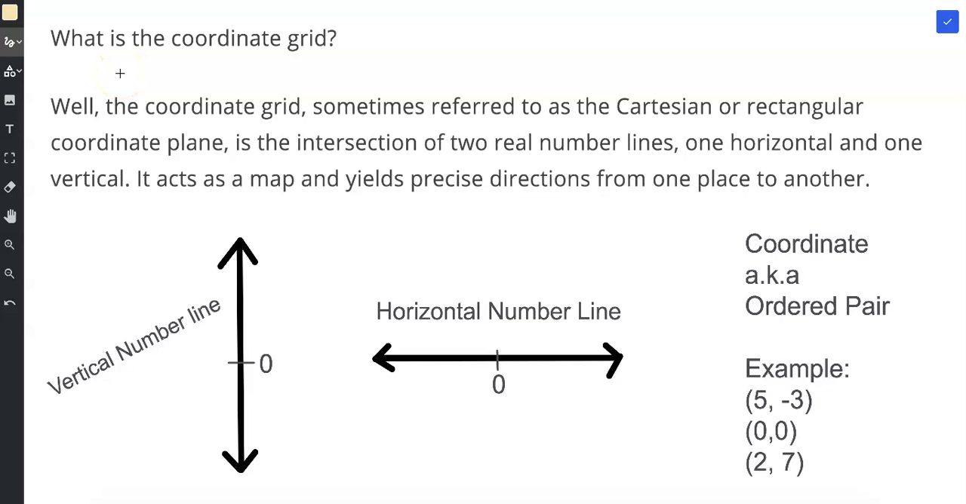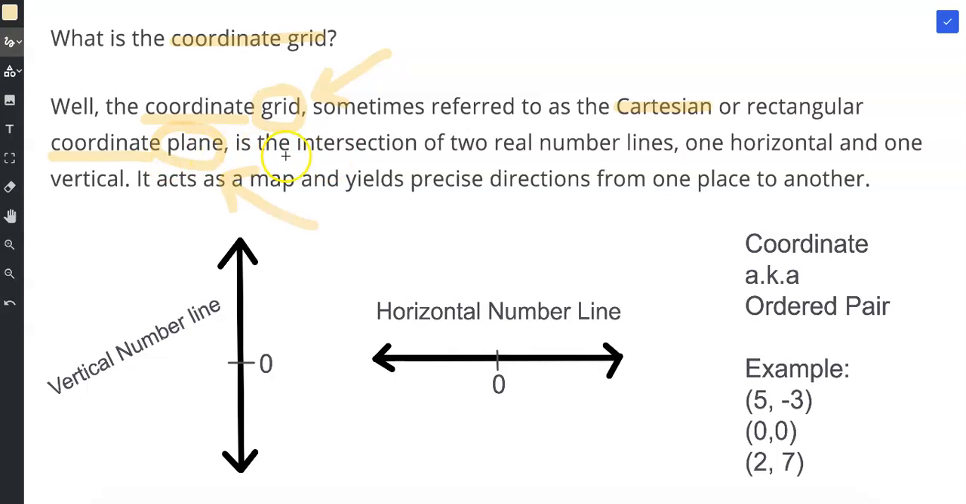Before we begin our work today, we need to understand some vocabulary. I pulled a reading, and we're going to read and try to learn some of these words. So the reading starts, what is the coordinate grid? Well, the coordinate grid, I'll underline coordinate and then circle grid. The coordinate grid, sometimes referred to as the Cartesian or rectangular coordinate plane. Okay, this time I'm going to underline coordinate and circle plane because I wanted you to notice the two different words that were used here.